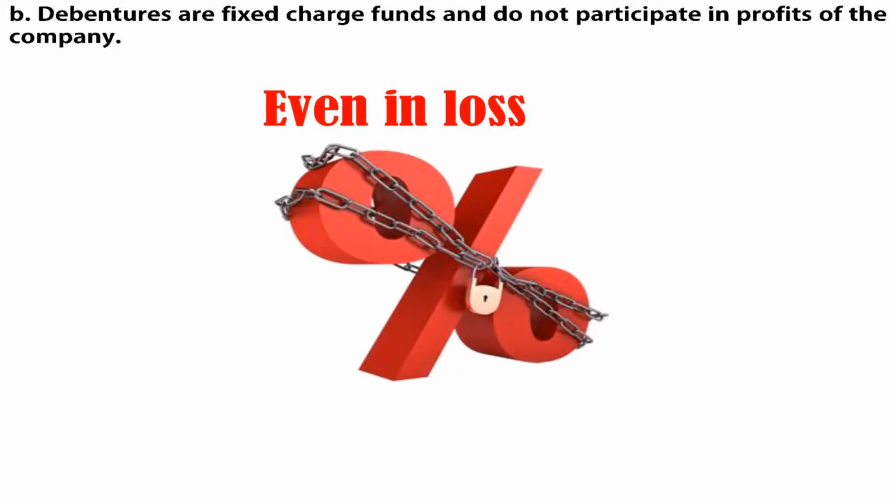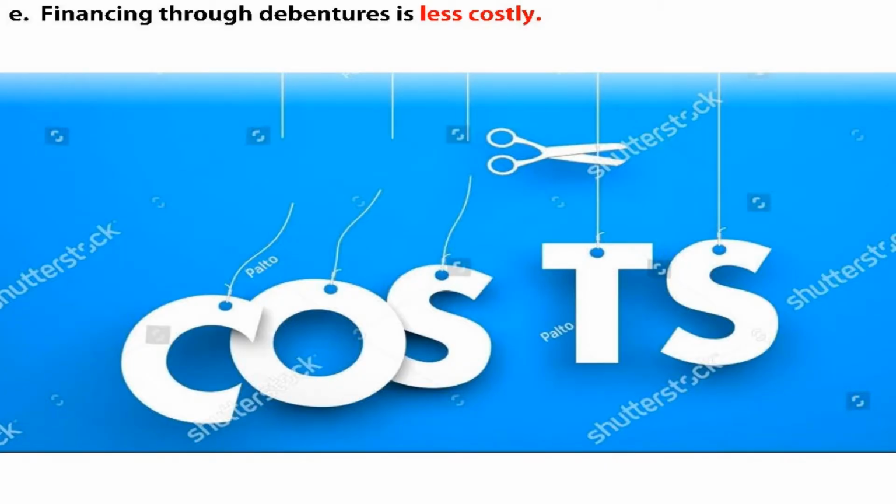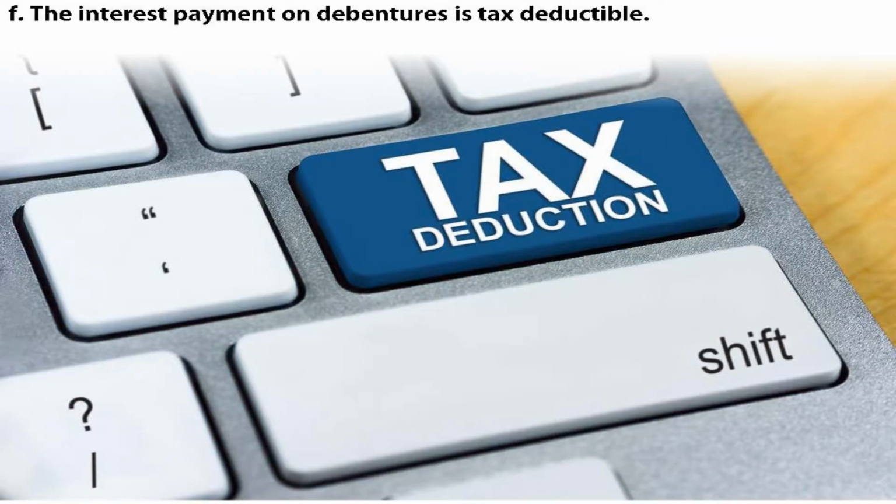Debentures are fixed charge funds and do not participate in profit of the company. Debentures do not carry voting rights. Financing through debenture does not dilute control of equity shareholders on management. Financing through debenture is less costly. The interest payment on debenture is tax deductible.